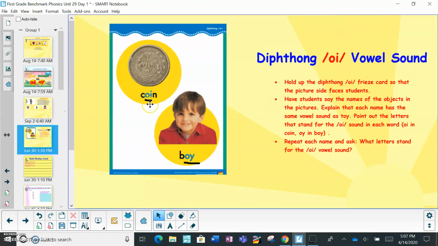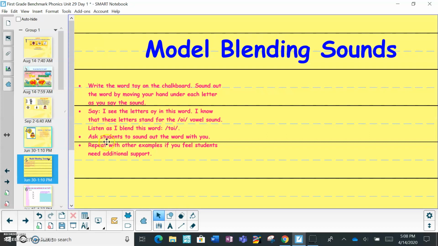Now, in the word coin that we just learned about, oi is in the middle. And so when we write the oi sound in the middle of a word, we use the letters O-I. Boy is also an oi word, but the oi sound is at the end of the word, and then we use O-Y most of the time. So O-I is for when you hear it in the middle of a word, and O-Y is when you hear it at the end of a word. So let's practice reading some of those words right now.